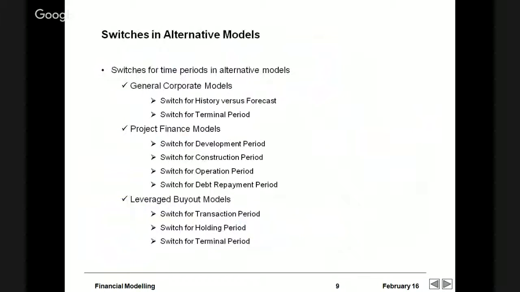Now, what are the alternative models? There is a great argument that still continues in the financial sector. Why don't we switch from history versus forecast? Switch for the terminal period, switch for development period, construction period. There are so many switches on which I'm going to talk. The first thing is the word forecasting. This is very, very exciting for all of us today in the current business scenario.